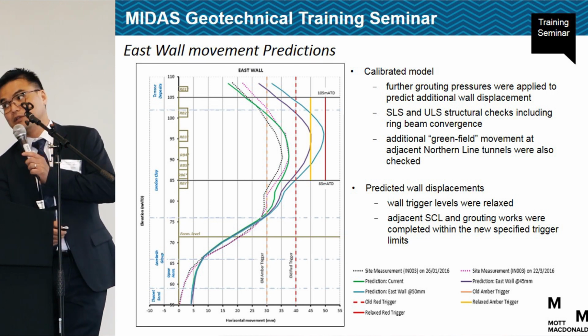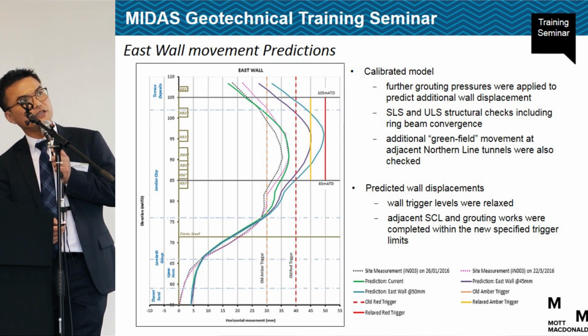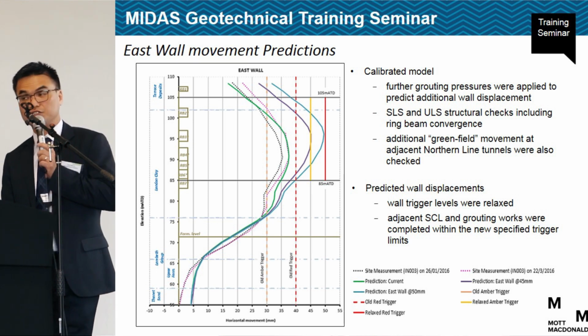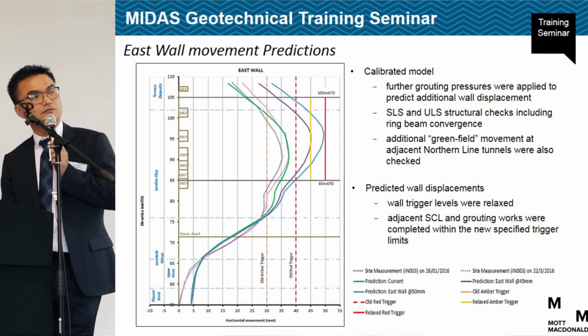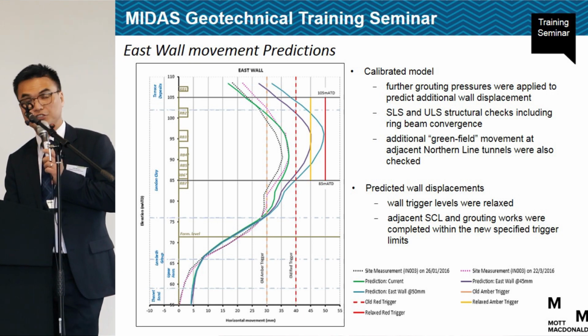Once we were happy with the model, we applied further grouting pressures given by the grouting contractors, and then the corresponding additional wall movement was predicted. Then we checked the shaft, making sure the SLS and ULS checks are all within the capacities, and especially the convergence of the rim beams. We also made sure it's acceptable, and any additional potential movement at the Northern Line tunnels is still manageable.